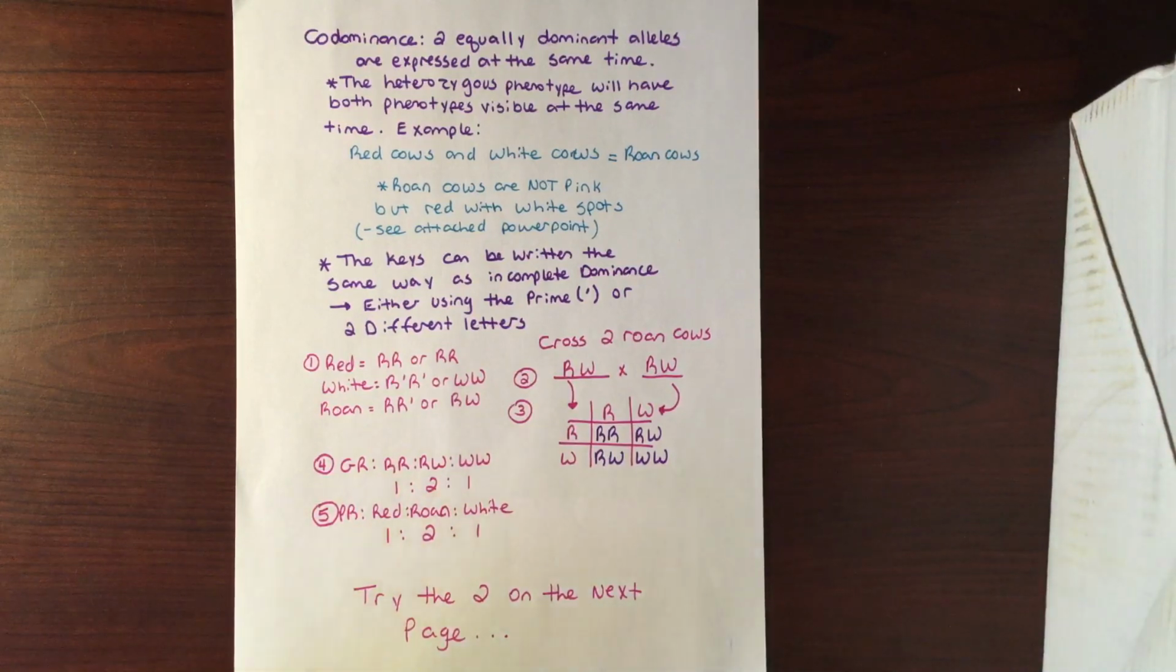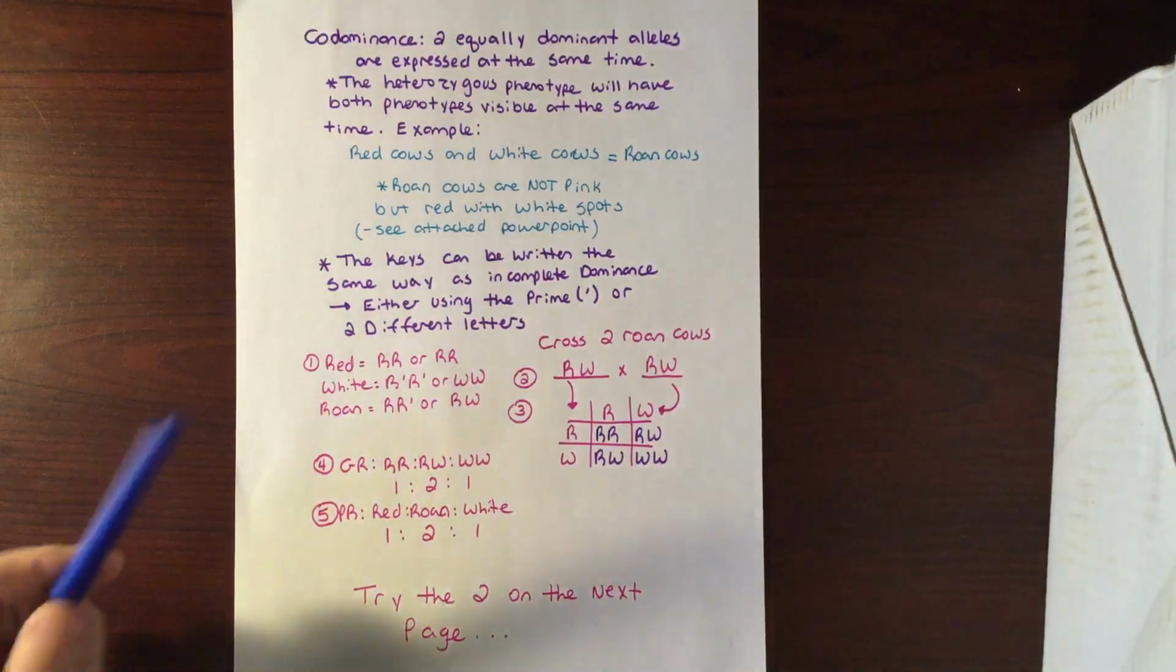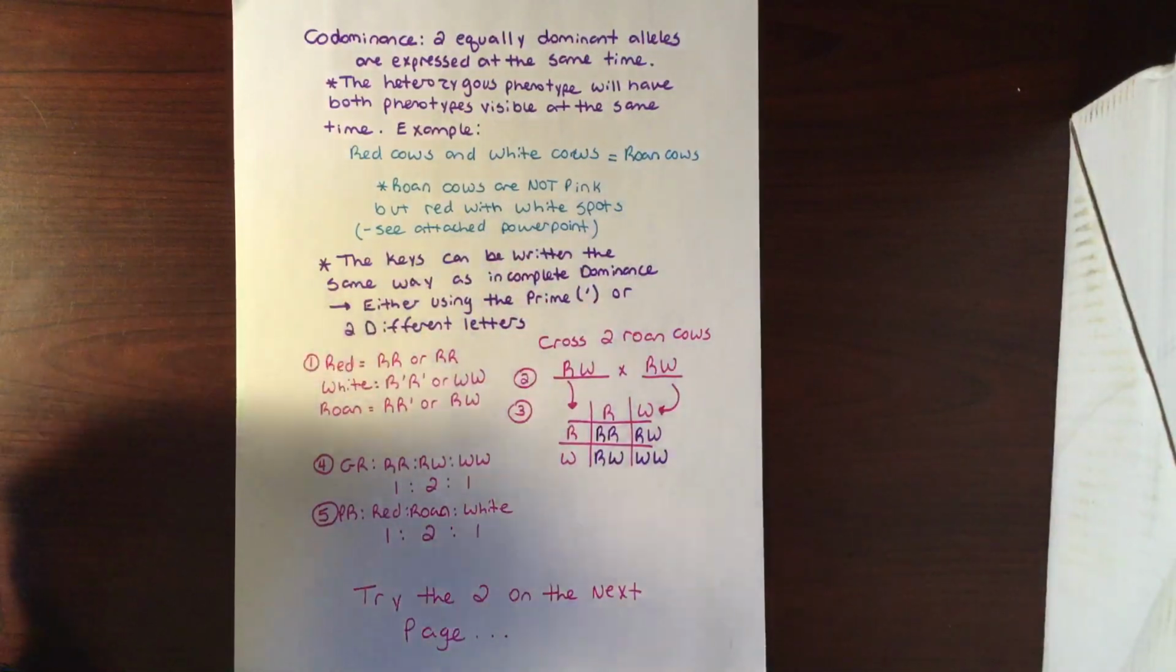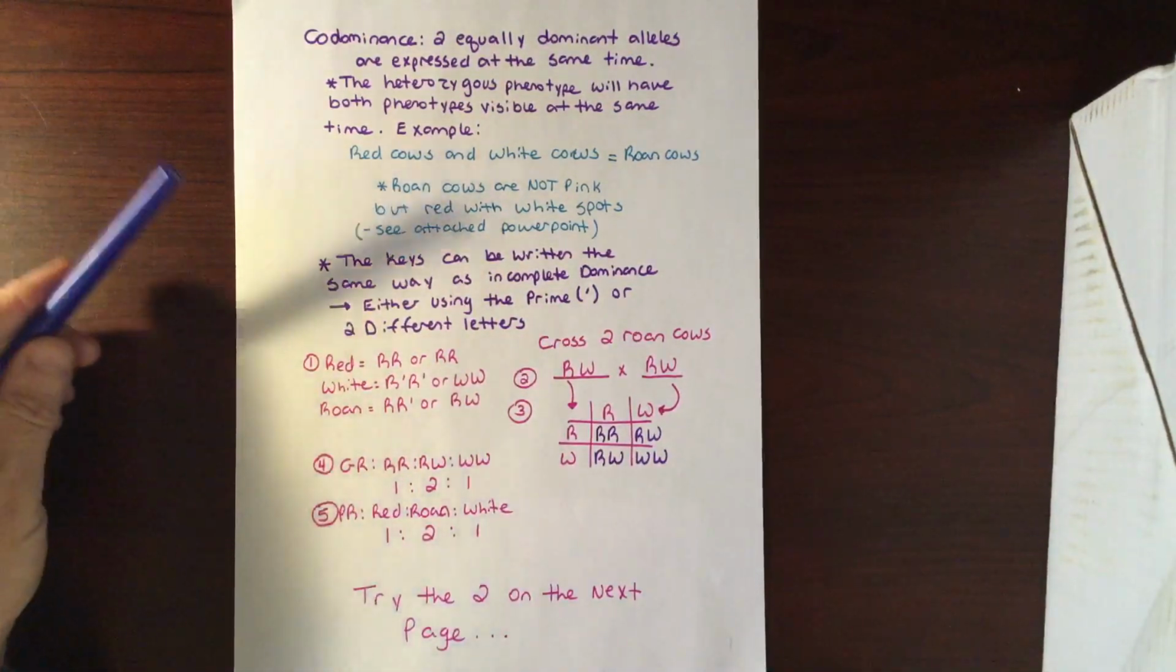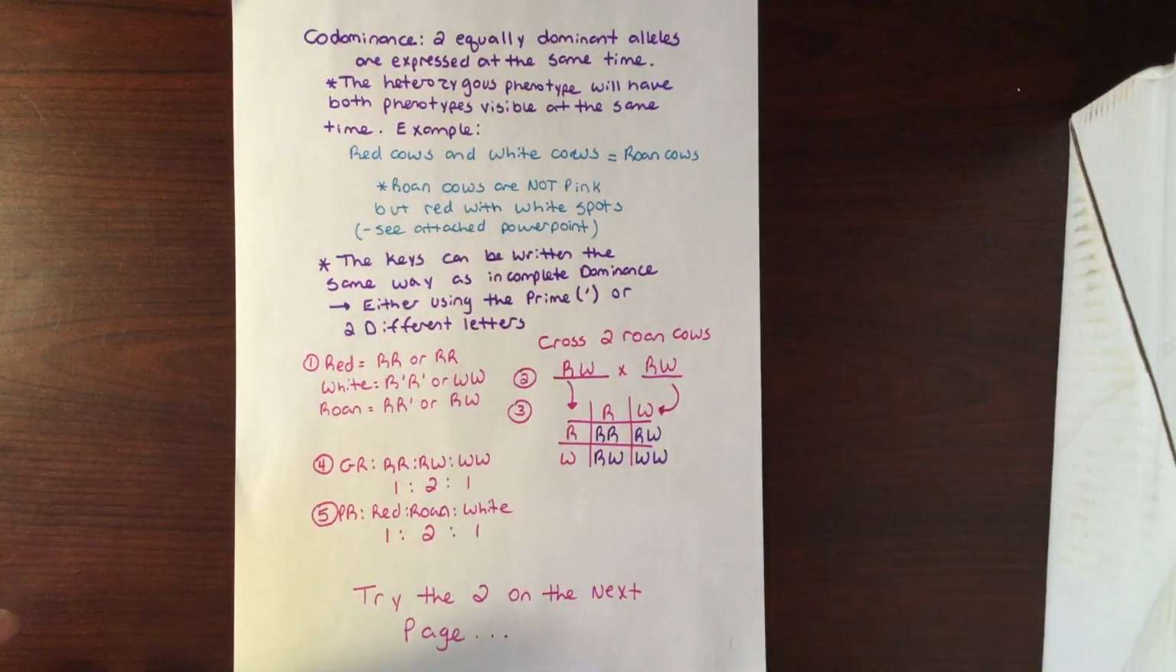So for instance, if I take red cows, and they're not really red, they're kind of like a bricky brown color to them. If I take red cows and white cows, I'm not going to make pink cows. I actually make something known as roan cows. And these roan cows are kind of red with white spots to them. And you guys should see a picture of them in the PowerPoint that I put there yesterday as well.